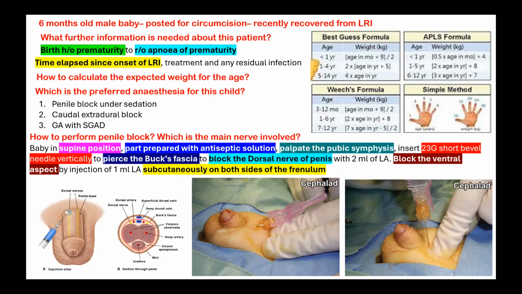This is the anatomy. This is the dorsal nerve, and your needle going below the buck's fascia will block that. Some people give a single injection here so that both the nerves will be bathed in solution, or you can give 2 injections to block, because it's the 2 nerves which are serving this, and that is how you have to do this block.